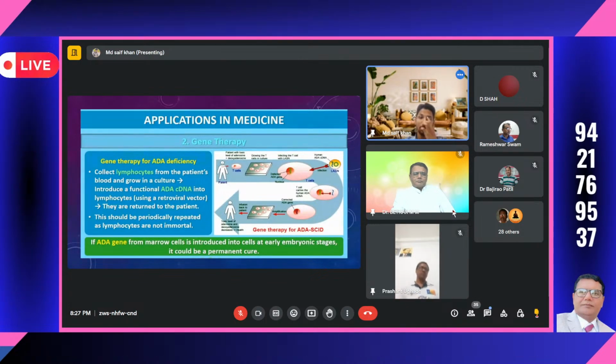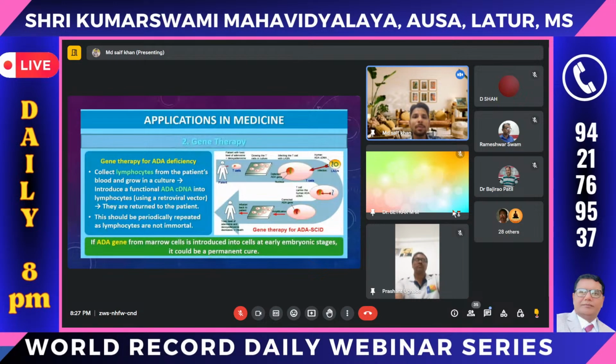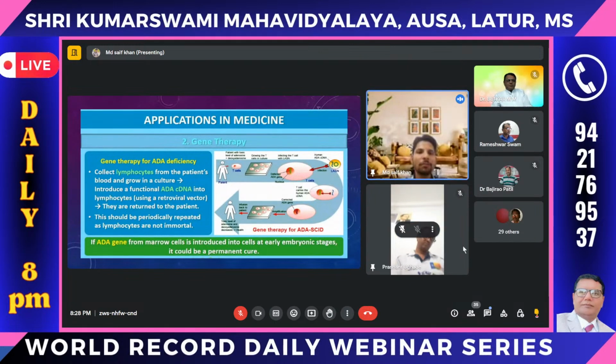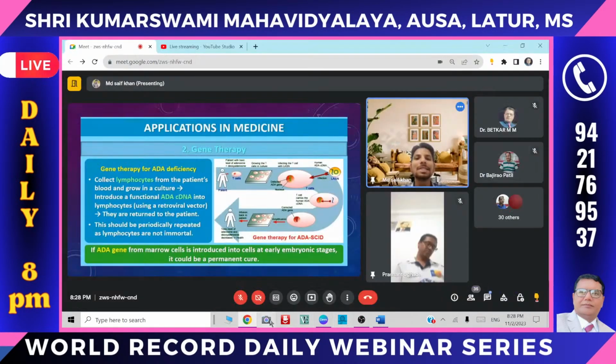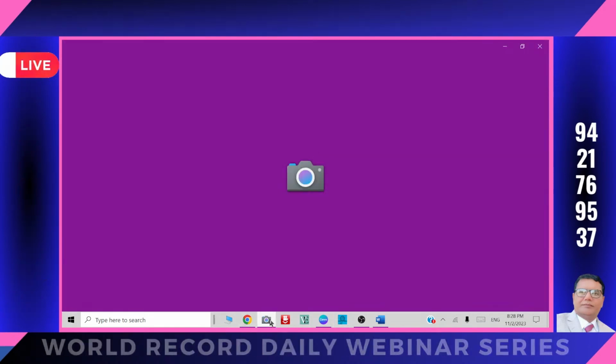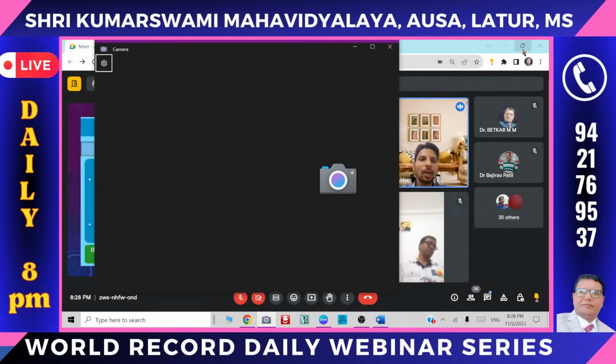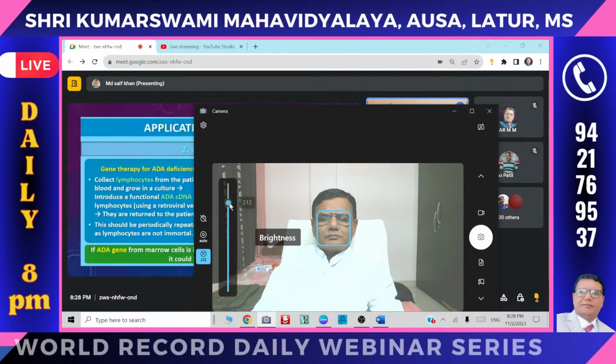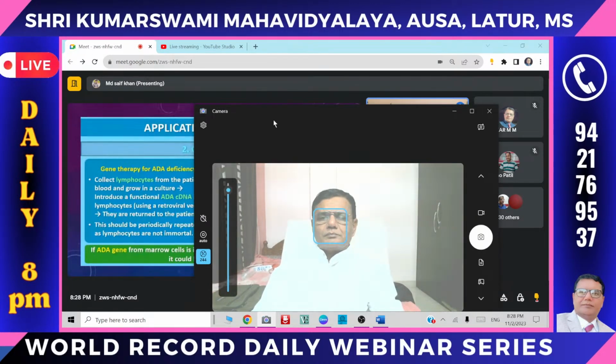So next is the application in medicine, that is gene therapy. How is this gene therapy done? We have to collect lymphocytes from the patient's blood and grow them in a culture medium. Here we introduce a functional ADA, that is adenosine deaminase enzyme, cDNA. We are not using the adenosine deaminase enzyme itself; we are using its complementary DNA, introduced into our lymphocytes using a retroviral vector.